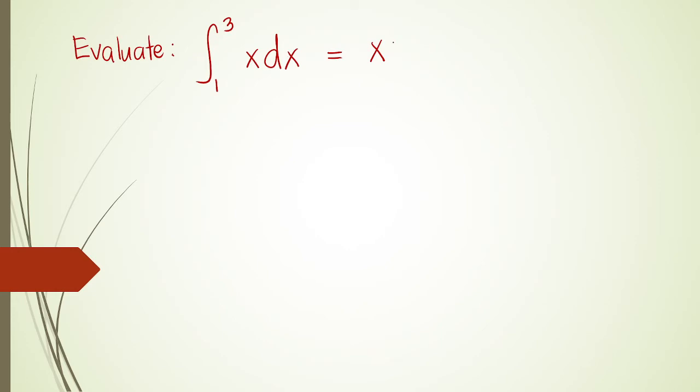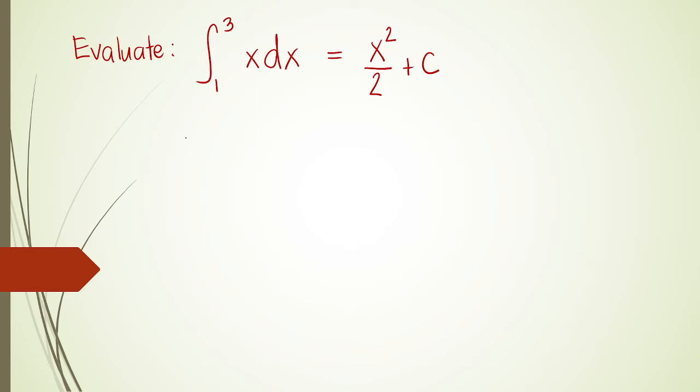X plus C, sir. Is it x plus C? Are you sure it's x plus C only? No, sir. It is x squared over 2 plus C. Don't forget, it's the exponent plus 1 over the exponent plus 1.